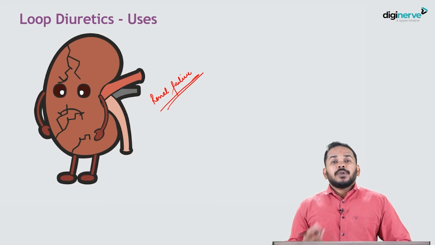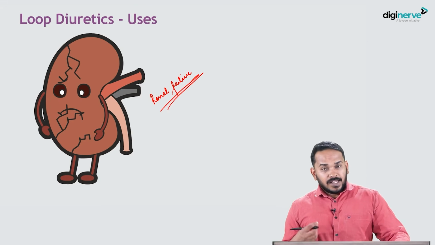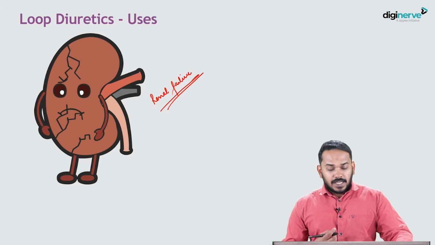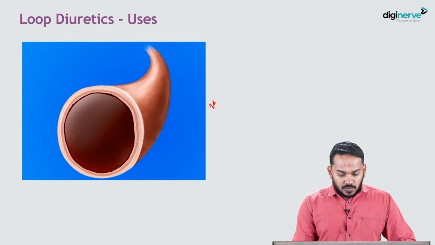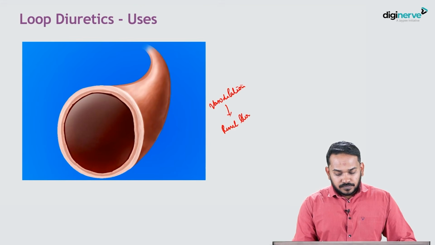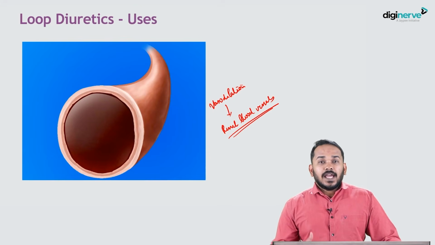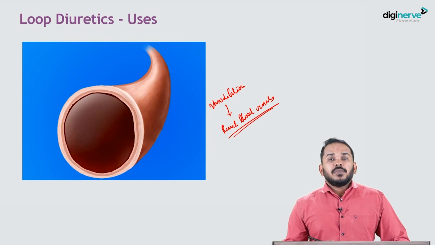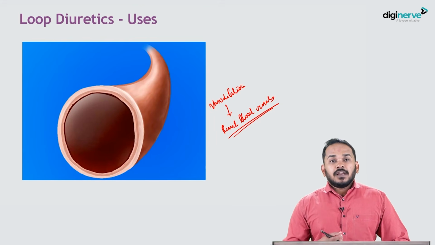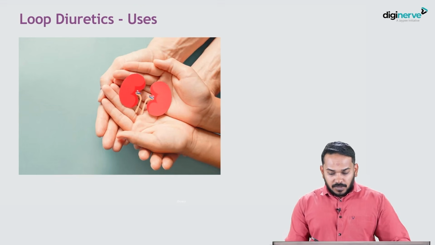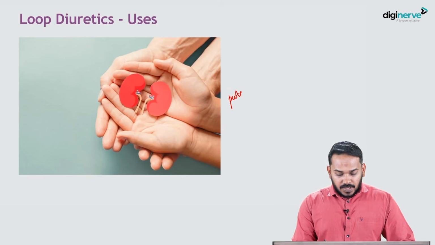When you are giving loop diuretics, they will stimulate the release of PGI2, or prostaglandin I2, and this will produce vasodilation, especially of the renal blood vessels. So when the renal blood vessels dilate, a greater amount of blood will be circulating into the kidney, and this will result in increased renal perfusion. So this has a protective effect in patients with renal failure.